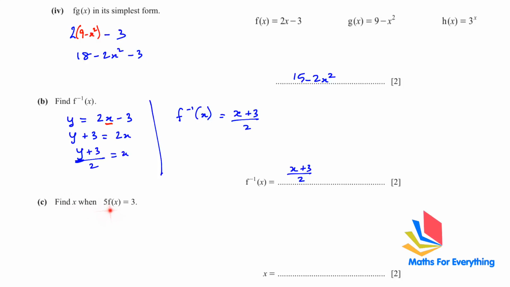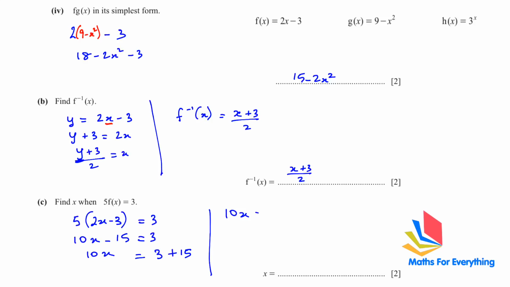Next, find x when 5f of x is equal to 3. So our f of x is 2x minus 3. So 5f of x is equal to 3. Expand the bracket. 10x, 5 multiplied by negative 3, negative 15 is equal to 3. Shift the negative 15 to the other side. It will become positive 15. Therefore, 10x is equal to 18. x is equal to 18 divided by 10, which is 1.8. So that's our x.